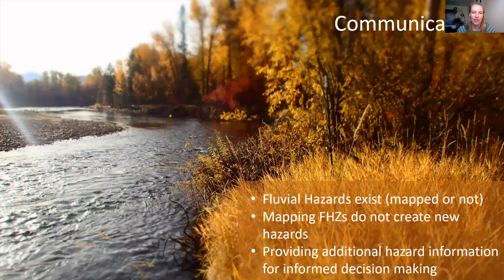And then a couple things about communication. This is coming from my experience talking about this for 6-7 years now, and these are the key things I like to hammer on. The fluvial hazards exist whether they are mapped or not. The lines on the map do not change what is on the ground. They are there. Areas are hazardous, and this is a way to communicate the risk to people making decisions and to people who are living in the areas. It's not introducing any risk to a community. The risk is there, the hazard is there.